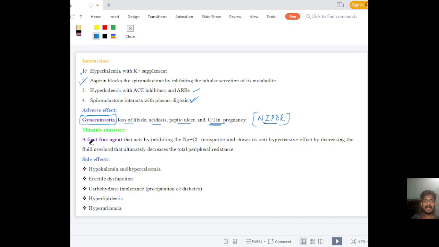As I told you, thiazide is a first line agent that acts by inhibiting the sodium chloride transporter. It basically reduces your total peripheral resistance by inhibiting sodium absorption. Its major side effects are hypokalemia and hypercalcemia. In case of loop diuretics, you find hypocalcemia. In case of thiazide diuretics, you will find hypercalcemia as a side effect. Then erectile dysfunction, carbohydrate intolerance, hyperlipidemia, and hyperuricemia are the major side effects found with thiazide diuretics.